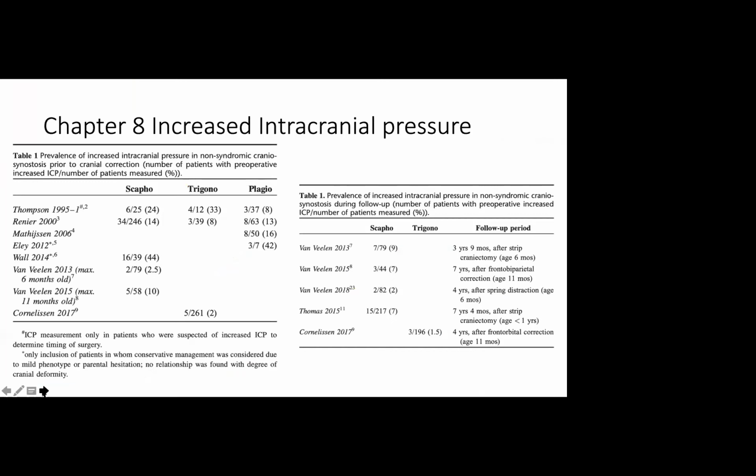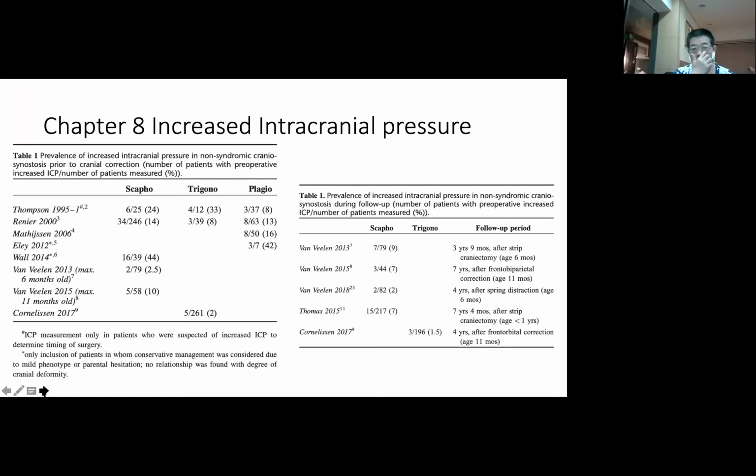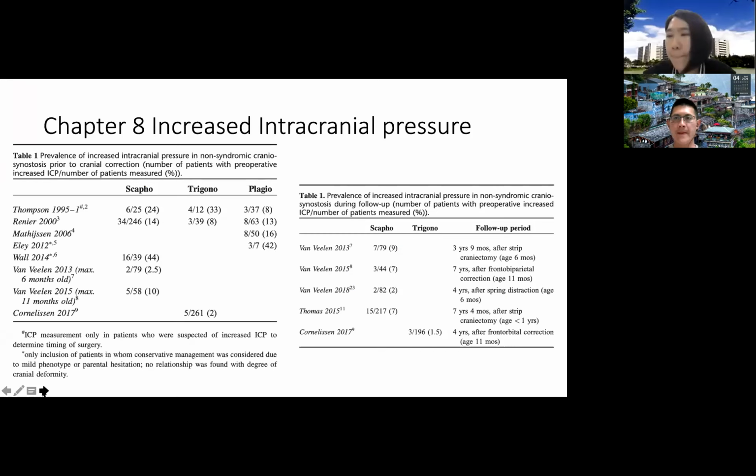For the rest of the talk, I'm going to go briefly through some important topics in the guidelines. Chapter 8 is about increased intracranial pressure in craniosynostosis. In the table, you can find the incidence of increased intracranial pressure in different types of craniosynostosis. The other table shows the incidence postoperatively.